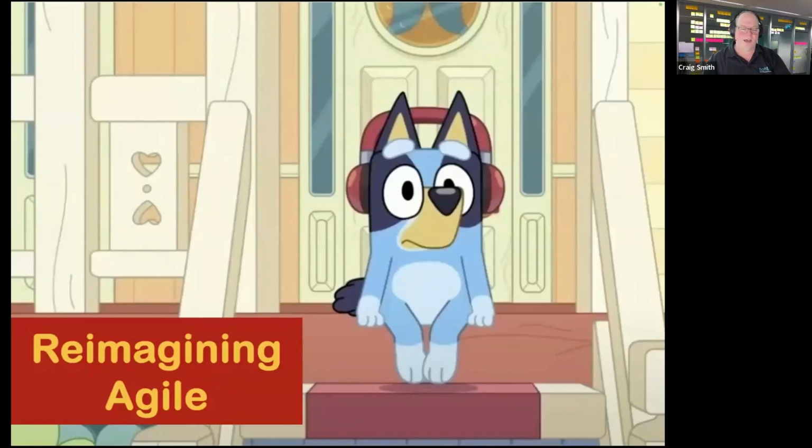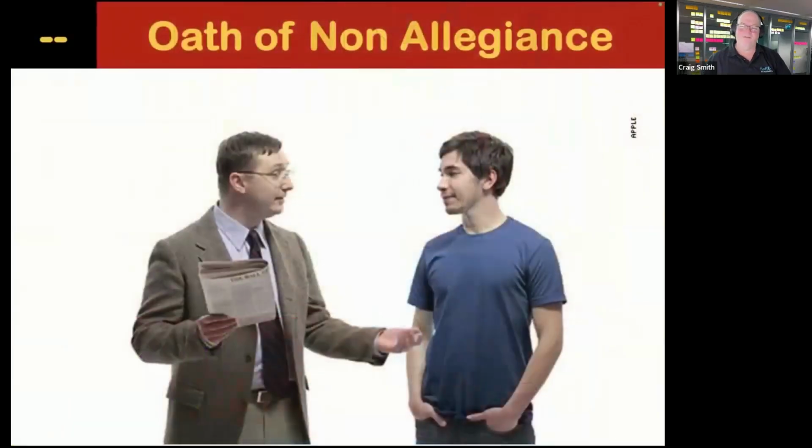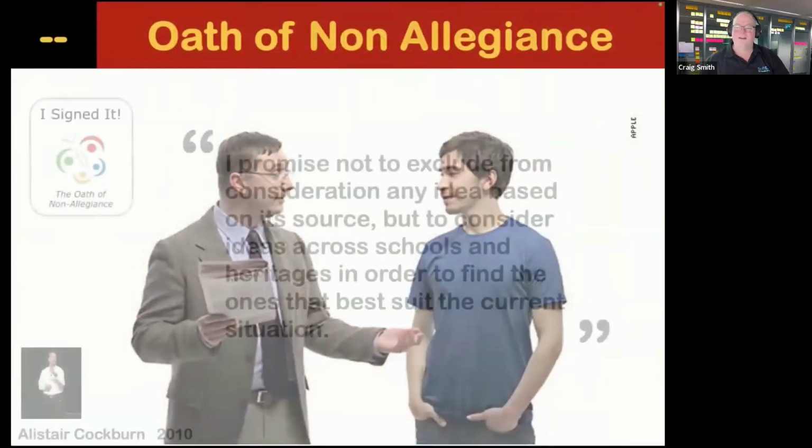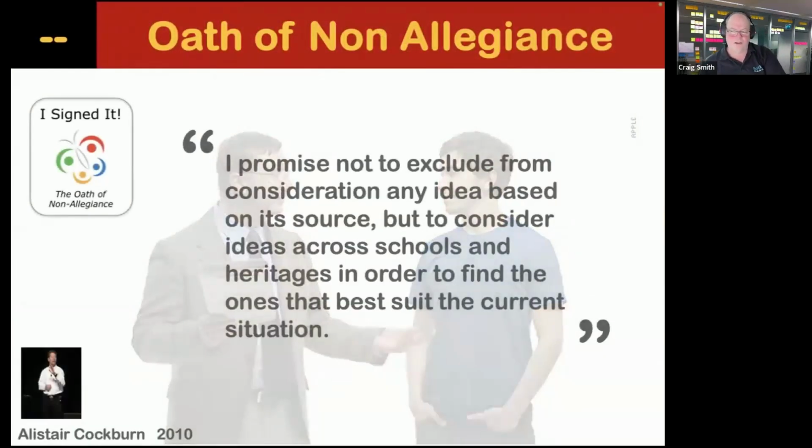So as a community, how do we start to reimagine this? Because, whilst the name might be a little bit on the nose or may not be, it's not the shining star it once was, the reality is that it's not going away. It's just become part of what we do. It's crossed the chasm. And so what I want to leave you with is this thing called the Oath of Non-Allegiance. This is Alistair Cockburn's work in 2010.